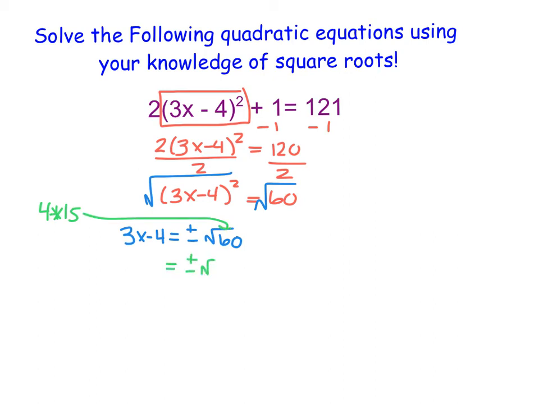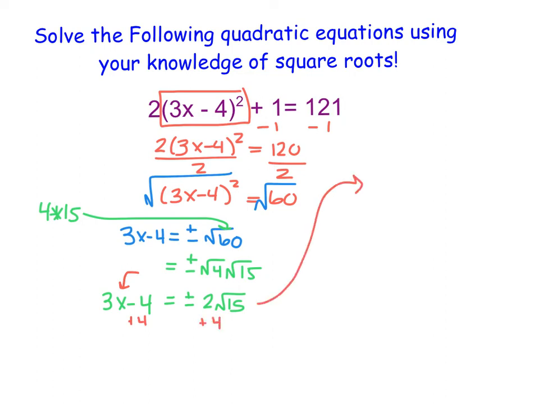So this becomes the square root of 4 times the square root of 15, which is plus or minus 2 square roots of 15. So here we have 3x minus 4 is equal to plus or minus 2 square roots of 15. Now, in order to figure out what my value for x is, I need to get x by itself. So what I need to do from here is solve for x. So I need to get this x value completely by itself. So I'm going to start by adding 4 to each side.